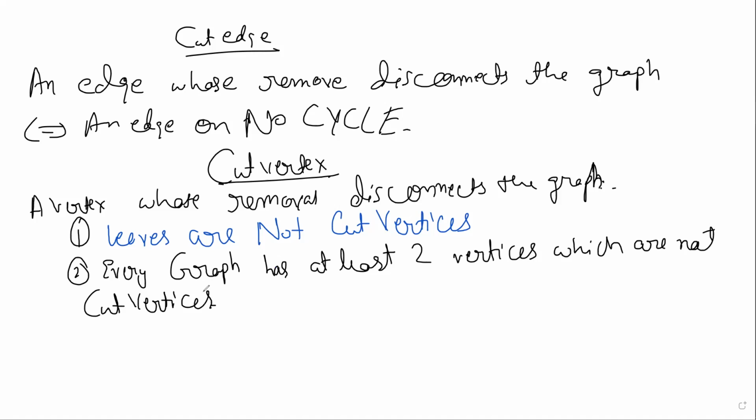If you remove first one of them, it doesn't disconnect the graph. Now from the original graph, if you remove this other one, it does not disconnect. That's all we are saying. It does not cut the graph. Every graph has at least two non-cut vertices. Proving this is very simple. Note it down and prove it.